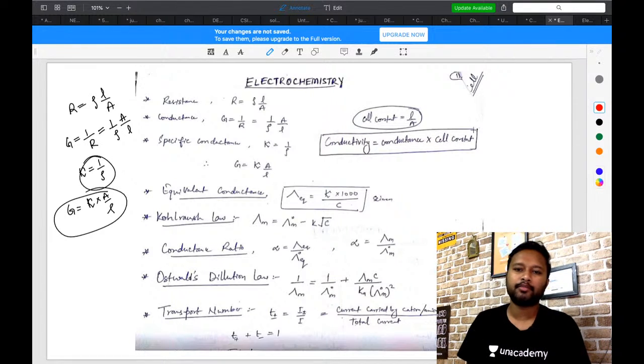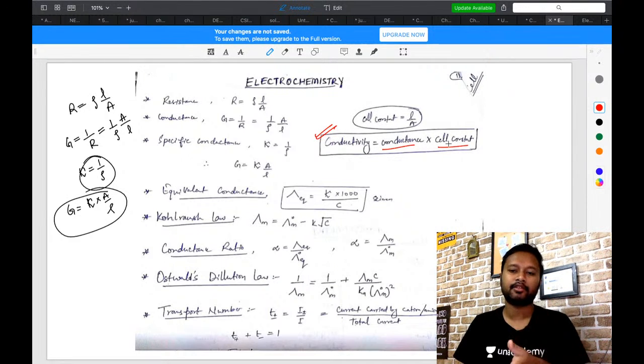Now the important formula for solutions: conductivity is equal to conductance into cell constant. It's a very important relation by which you will at least get a 2-marker question in CSIR-NET. Mostly you will see it has been asked in many years. Conductivity is equal to conductance into cell constant.